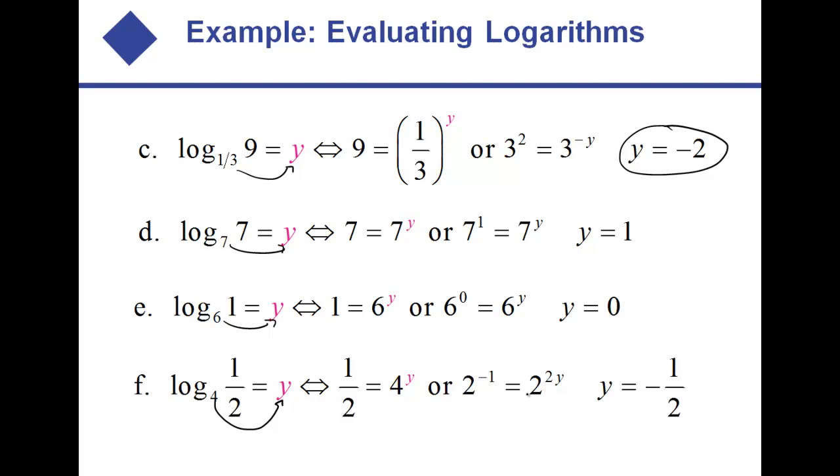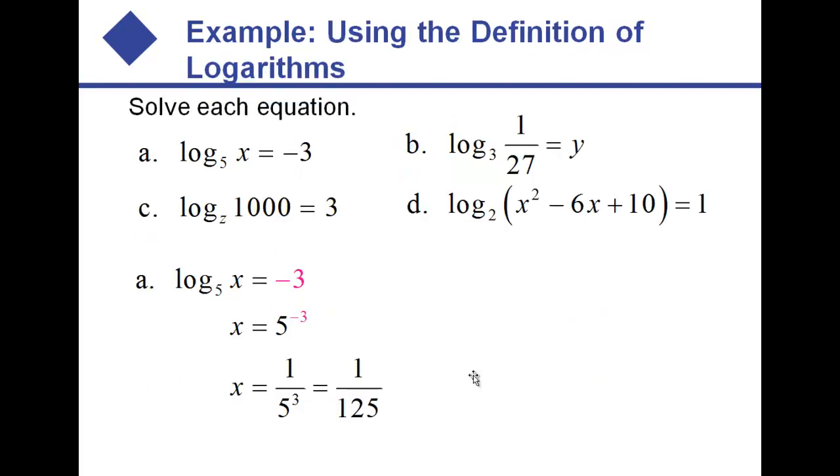We know that 4^y is 2 to the 2y. So by substitution, we know that negative 1 has to equal 2y. And then very easily we can do the algebra and get y equals negative 1/2. Now what about something like this that isn't so obvious?